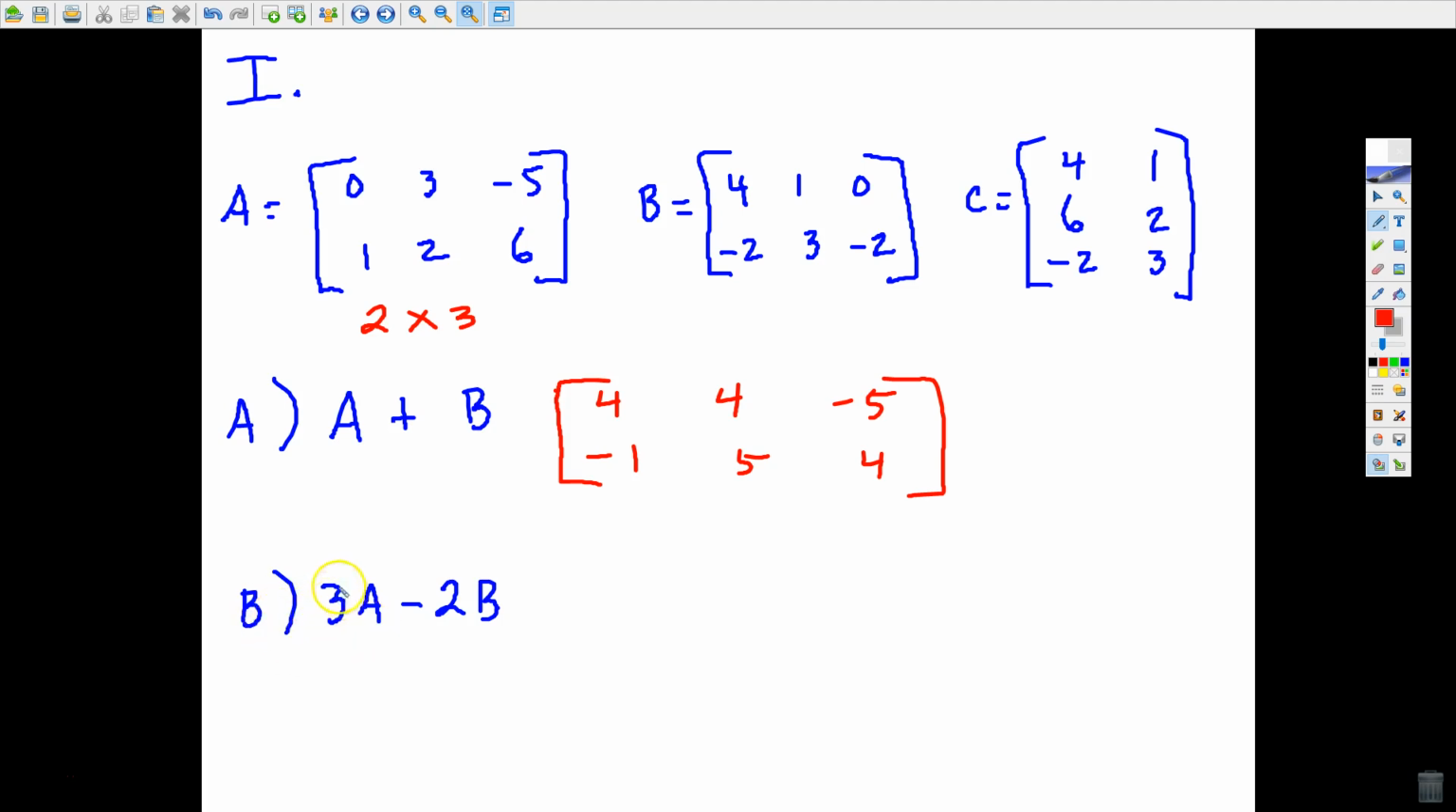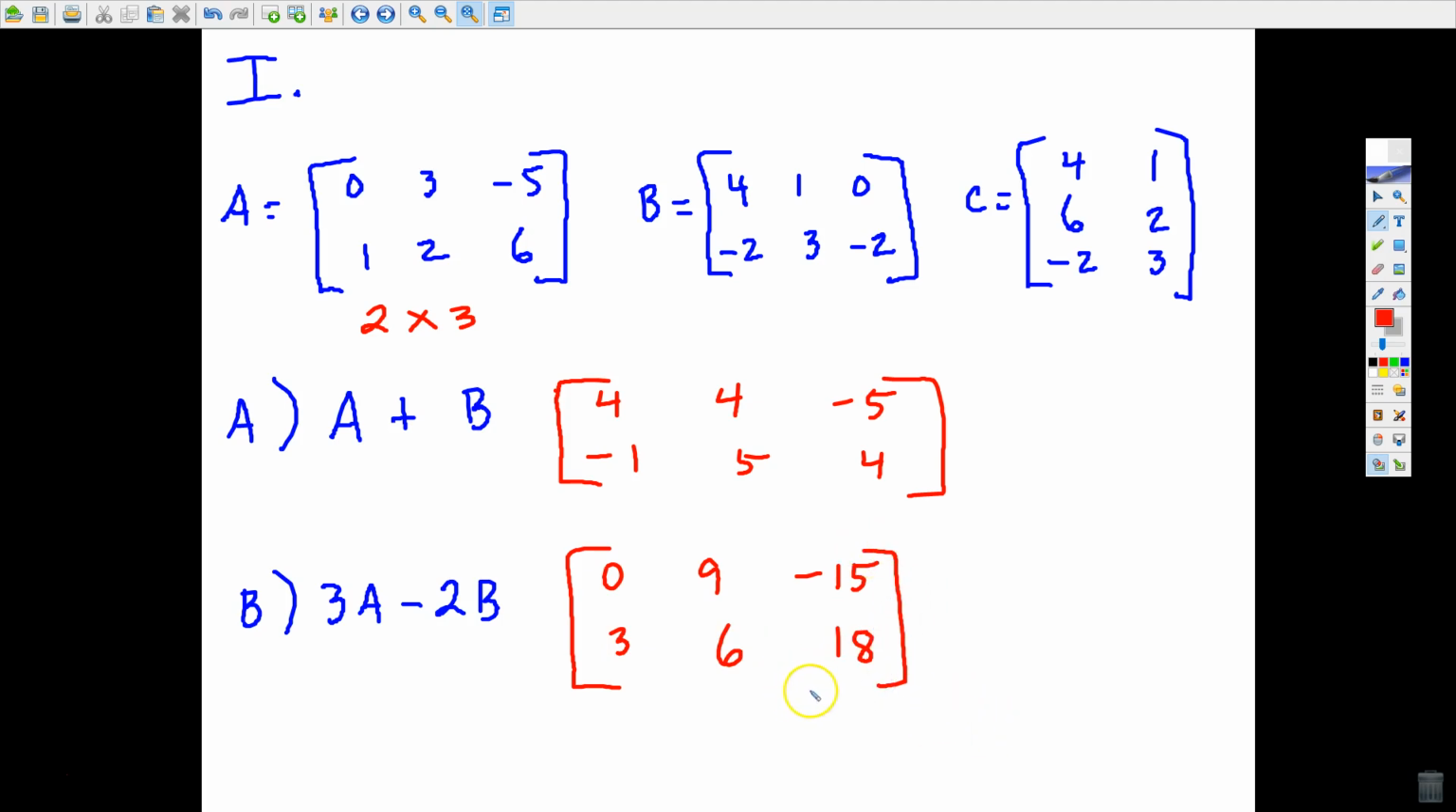Okay, letter B is an example of what is known as scalar multiplication. Scalar just means we're basically taking a number and multiplying that same number by the entire matrix. Think distributive property with matrices. I'm going to do the 3 times A part first. Remember, we multiply before we add or subtract. So this would be the result of 3A, 3 times each element separately: 3 times 0, 3 times 3, 3 times negative 5, 3 times 1, 3 times 2, 3 times 6.